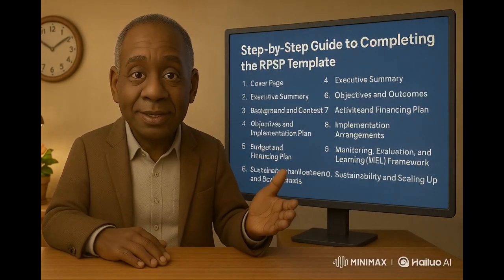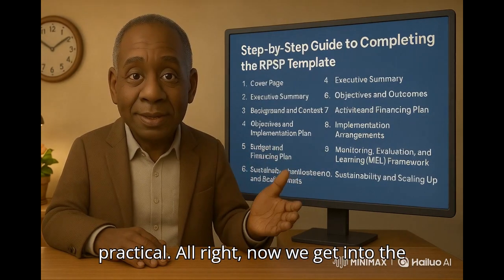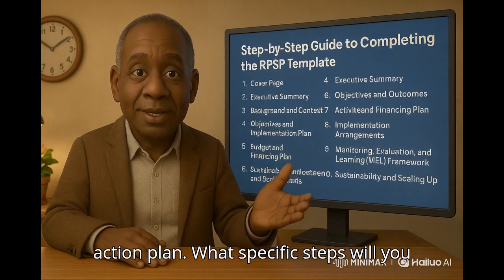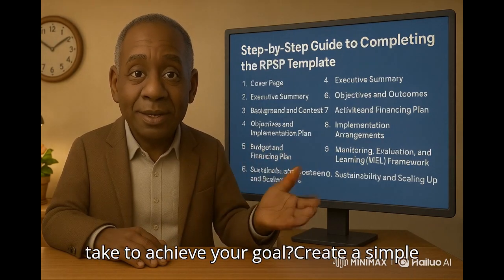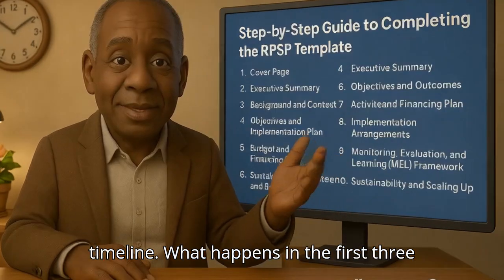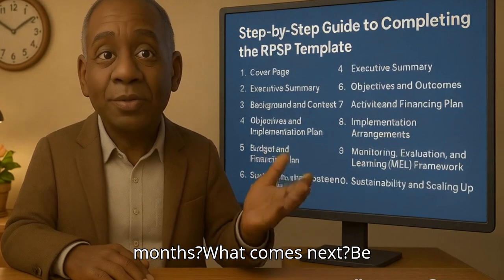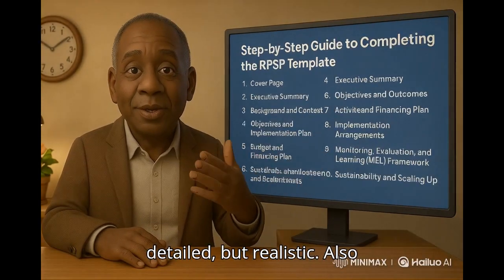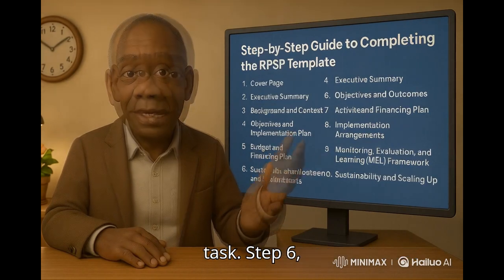Step 5. Activities and implementation. Let's get practical. All right, now we get into the action plan. What specific steps will you take to achieve your goal? Create a simple timeline. What happens in the first 3 months? What comes next? Be detailed, but realistic. Also, mention who will be responsible for each task.